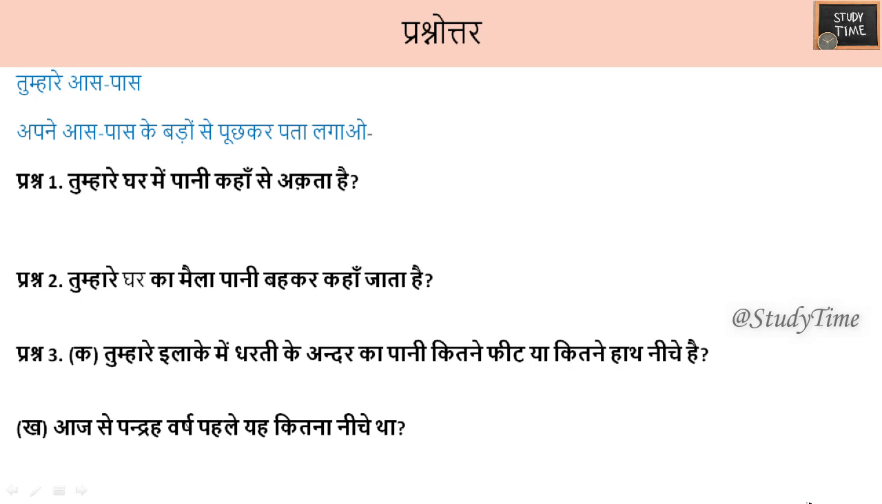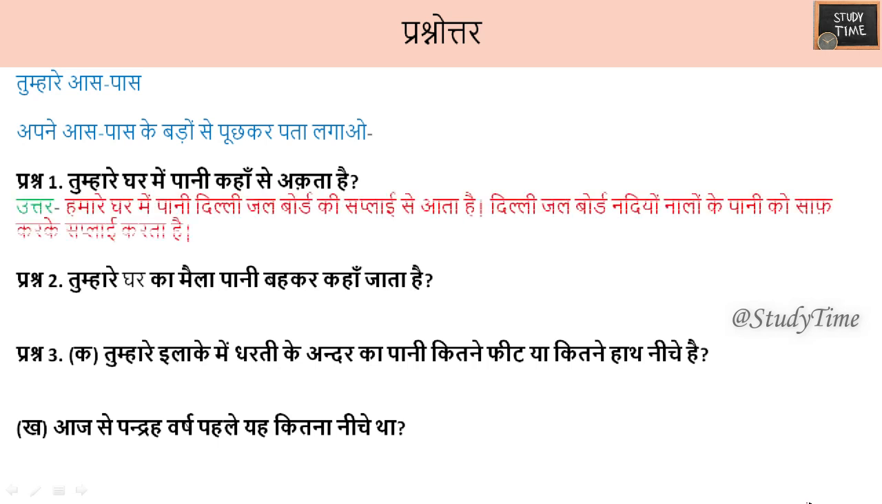First question. तुम्हारे घर में पानी कहाँ से आता है? Where does the water in your house come from? So water in our house comes from the supply of Delhi Jal Board. So you can write where you get water, either Chennai board or whichever state you are in, that board you can write. Delhi Jal Board cleans and supplies water from rivers and drains.